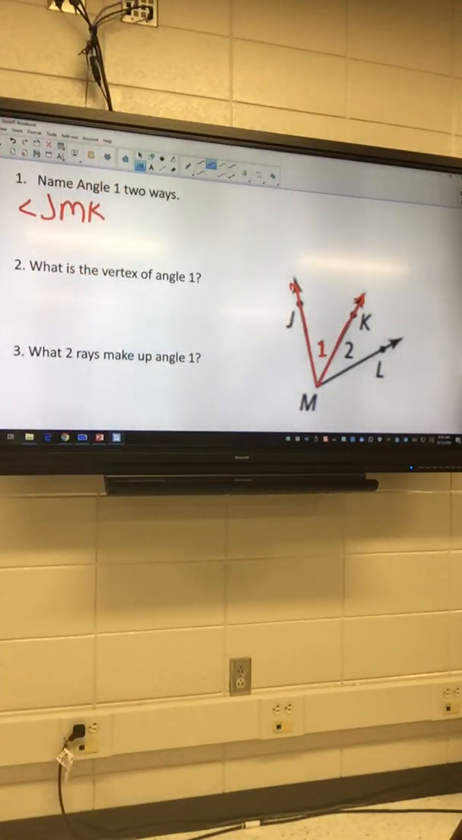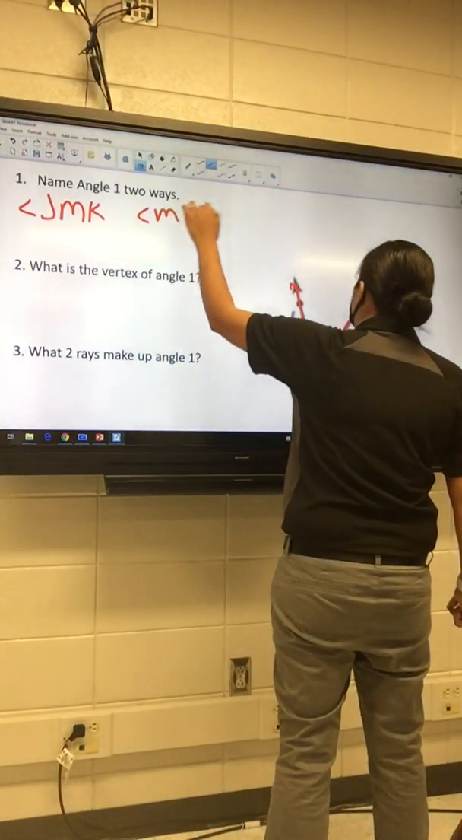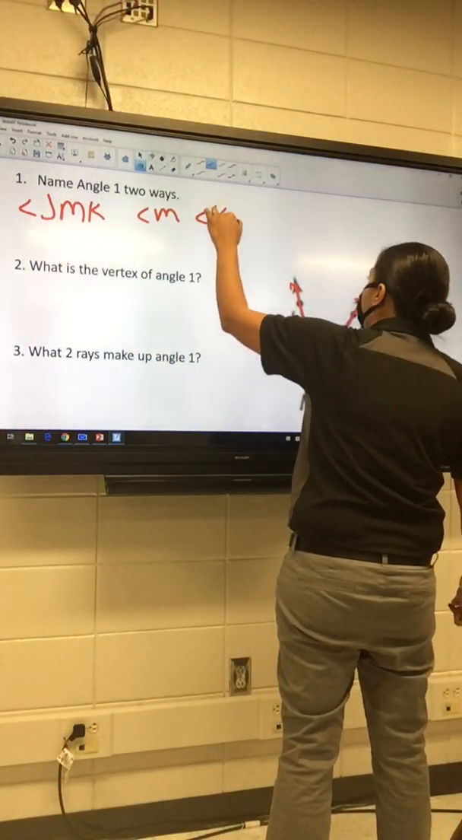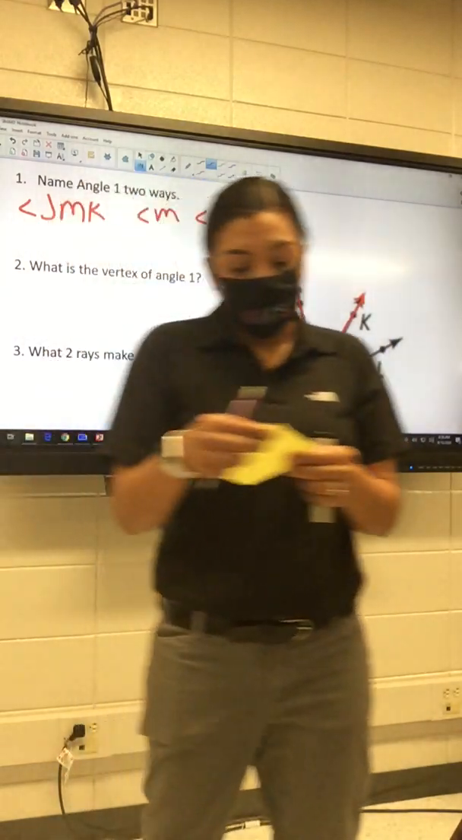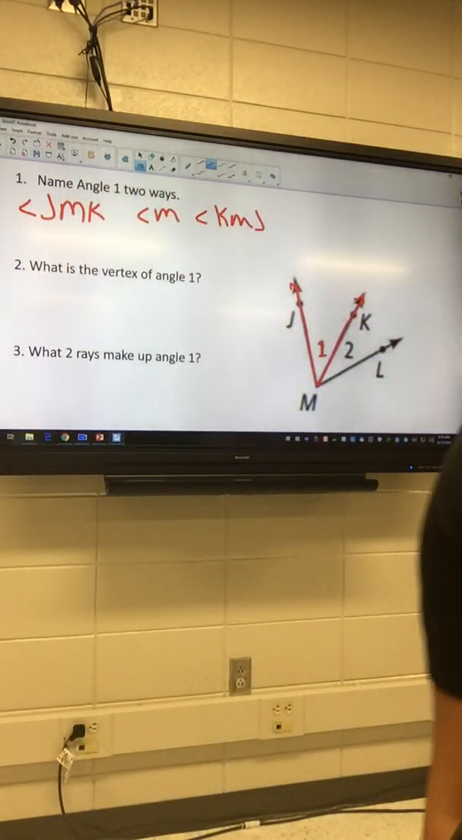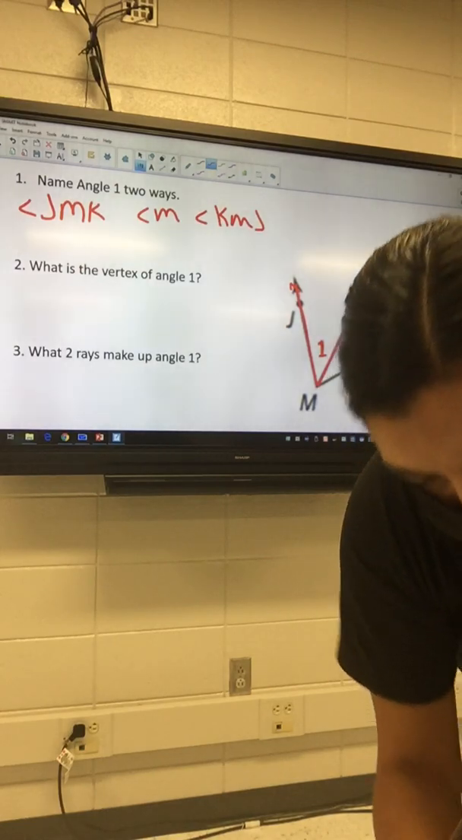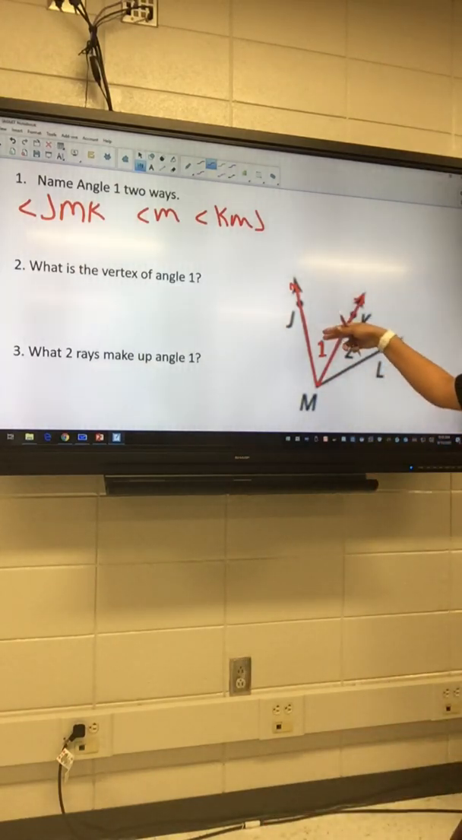KJM. So, MJK. You could name it M, and you could name it KMJ. The vertex always has to be in the middle. Normally I would say there are really only 3 ways. M is equivalent to saying 1.